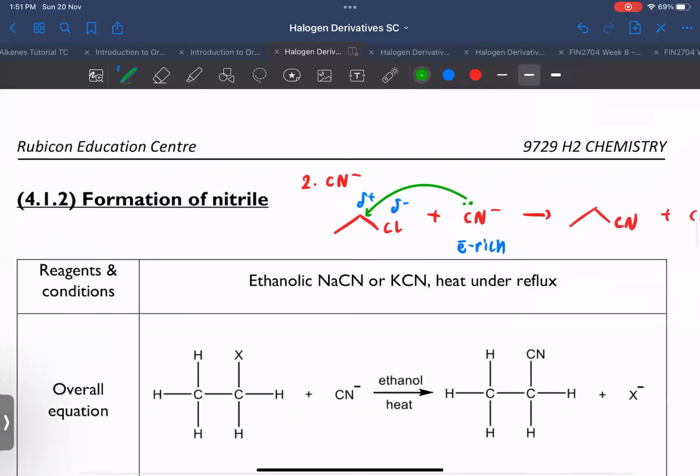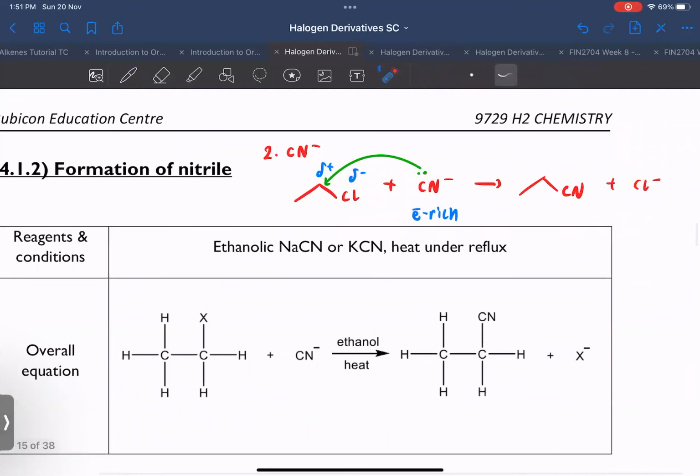Why is that so? Because I want you all to look at the final product. Is the carbon bonded to C or bonded to N? It's quite clear that it's bonded to C, right? That's why it's C that has to attack this carbon over here, not N. Just take note of that. And in other words, what's this functional group called? We're going to introduce a new functional group today. It's called nitrile. Nitrile is anything with CN.